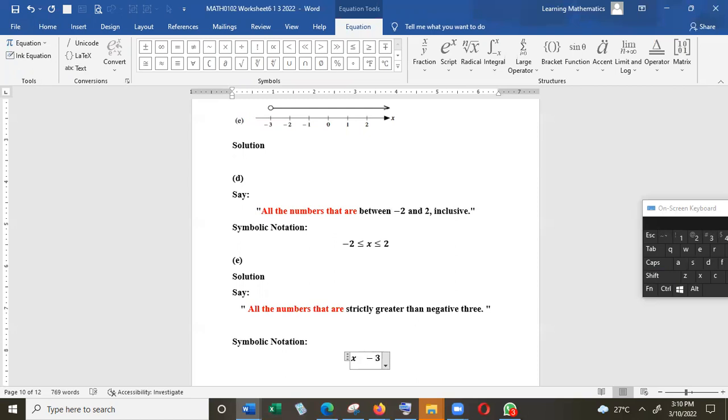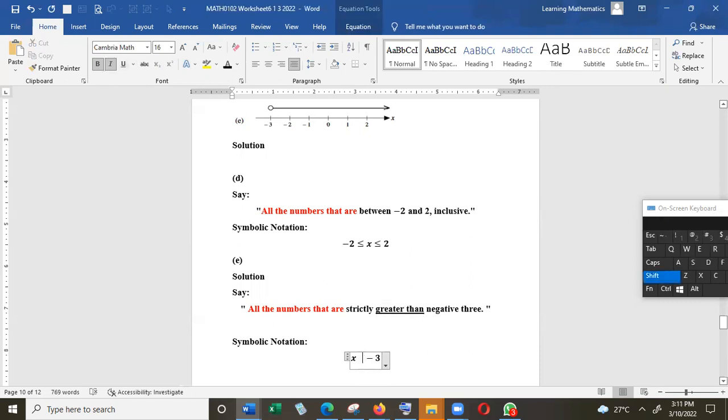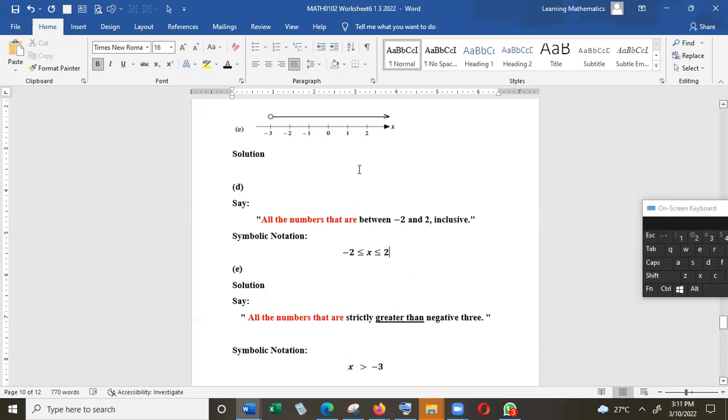And all the numbers that are greater than. The greater than sign now, the opening part needs to face the X. You see the greater than is facing the words, all the numbers that are greater than, so it is the opening that has to face the X. And here it is. All the numbers that are greater than -3. Okay, so that's the answer. Here's the notation that describes this diagram. All the numbers that are greater than -3.